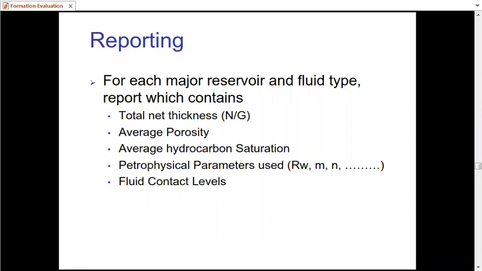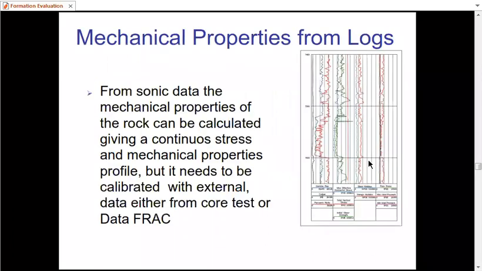This report will contain the total net thickness or the net pay thickness, the average porosity and the average hydrocarbon saturation. This report will also contain the parameters used, like water resistivity, M and N exponents, and the fluid contact levels. As you know, you have to define the oil water contact and the gas oil contact if you have gas, oil, and water zones in your reservoir.